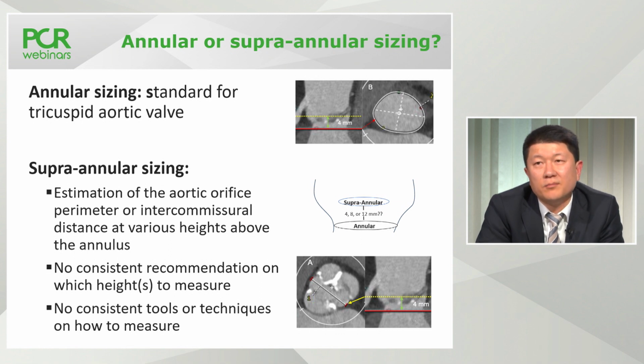The goal is to estimate the aortic orifice using either the perimeter or the intercommissural distance at various heights. So 4 millimeters seems to be the most appropriate, but there is no consistent recommendation on how to do it, which tool to use, and there is only little data about it.